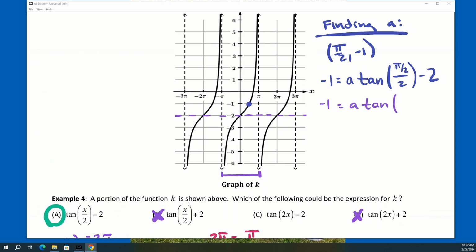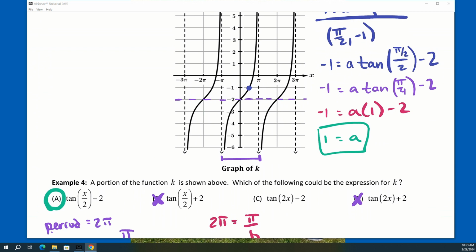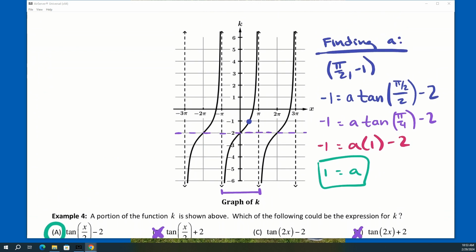So what do you get when you take half of pi over 2? Do you guys know what the tangent of pi over 4 is? I want you to. It's the slope of this line. Just 1. And then when I add that to, I'm going to get that a is 1. And that's why there's not a number in front of our tangent, because it's an understood 1.